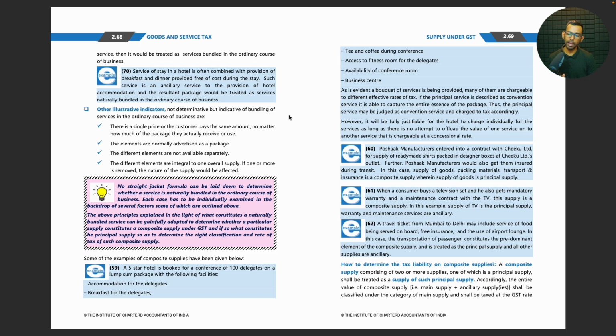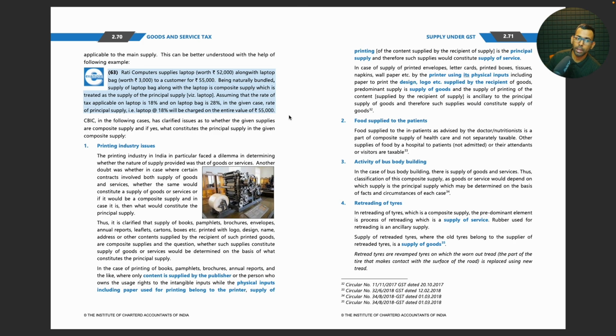How to determine the tax liability on composite supplies? A composite supply comprising of two or more supplies, one of which is a principal supply, shall be treated as a supply of such principal supply. Accordingly, the entire value of composite supply shall be classified under the category of the main supply and shall be taxed at the GST rate applicable to that main supply.